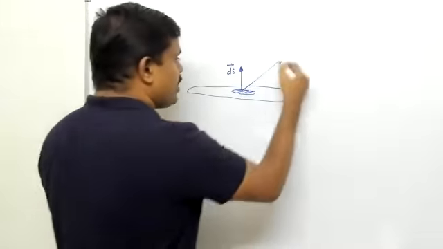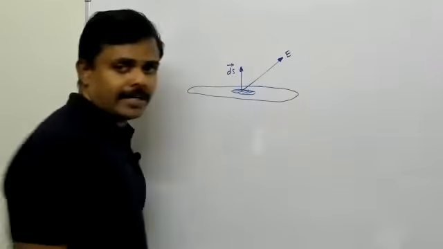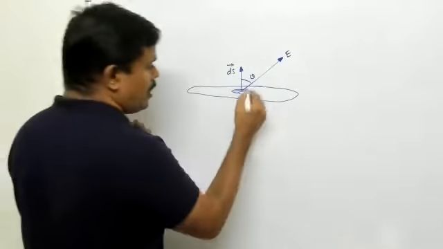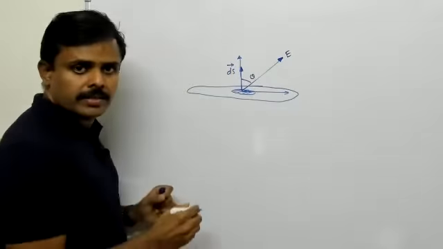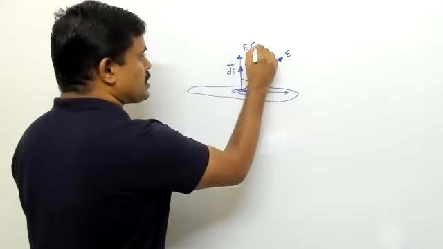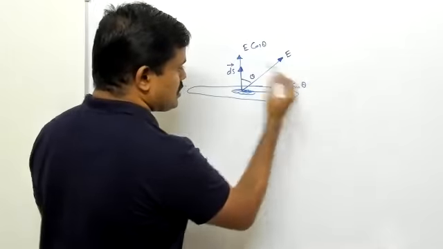And there is an electric field line going in this direction. The electric field line is penetrating the surface at an angle theta. I can resolve this vector into two components, one here and one here. The component near to theta is E cos theta, and the component away from theta is E sin theta.